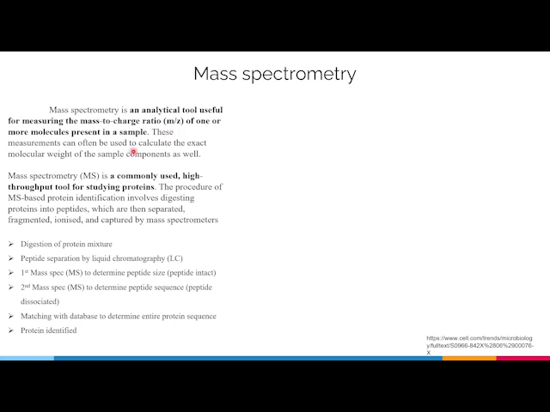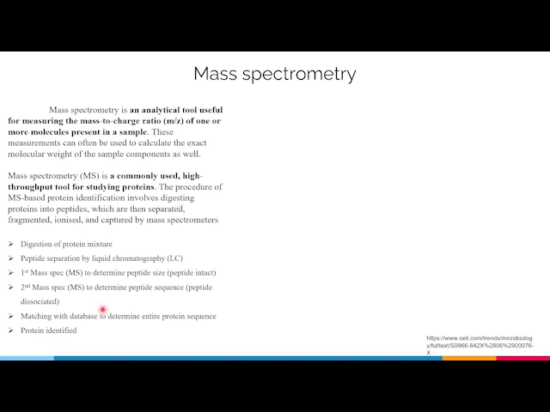Mass spectrometry is commonly used as a high throughput tool for studying protein. So nowadays if we have an unknown protein, we do not go via antibody screening or sequencing. We can just put it through a mass spec. It is high throughput, like you can analyze a large number of proteins at one go, and it is very easy to do.